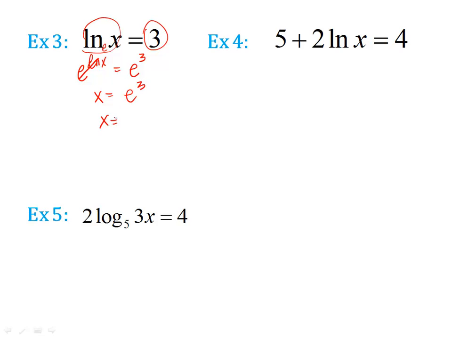And I can type that into my calculator. e to the third power, when you type it in, is 20.086. And that's my answer.